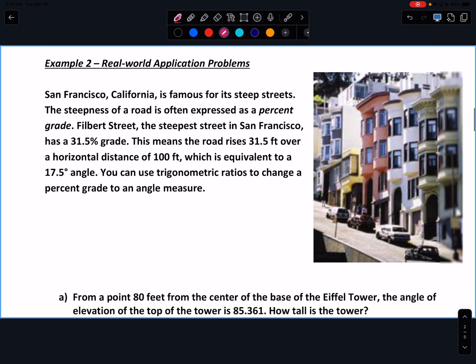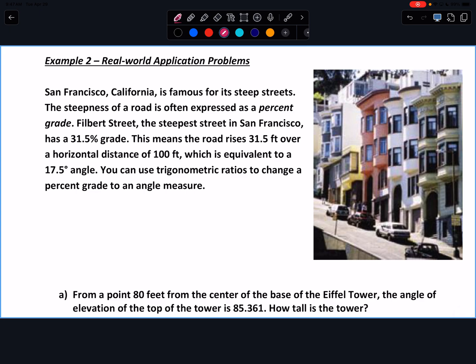All right, so San Francisco, California, is famous for its super steep streets. The steepness of a road is often expressed as a percent grade. For any of you that have traveled to Meadows of Dan, you've probably seen that yellow sign. If you were a truck driver, you would especially notice it, okay? It says 9% grade, I think. Anyways, it just means how much the road rises for every horizontal distance, okay? So the higher that grade, the steeper the road, all right? The steepness of the road is often expressed as a percent grade.